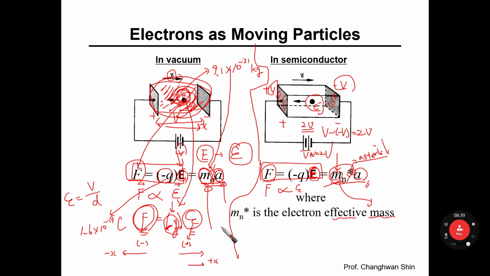Electron in vacuum versus electron in semiconductor. That is the very first topic in chapter 3, drift. So to explain how heavy or how light an electron in a semiconductor is, we are going to use effective mass instead of mass. So here m_n asterisk has been denoted.